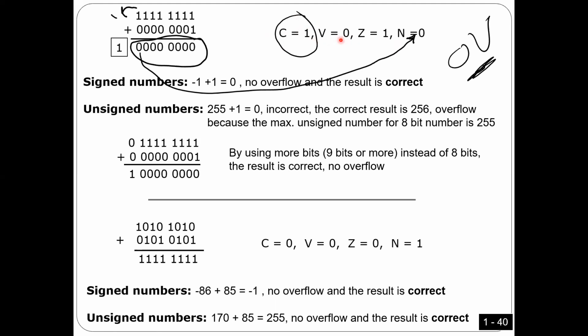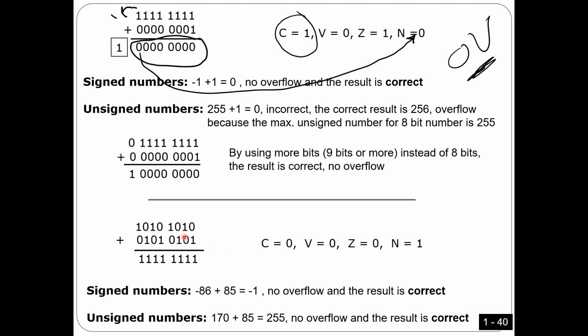Look now at V here, V equals 0. It means there is no signed overflow. So if you consider this number signed, you are okay. The answer is correct. Yes, this is minus 1 and this is positive 1. I got 0. Yes, that's correct. Minus 1 plus positive 1 is 0. Is that okay, guys? Any question? I'm going to give you two or three more examples, repeating all of what I said, but on different numbers. Any question, guys?